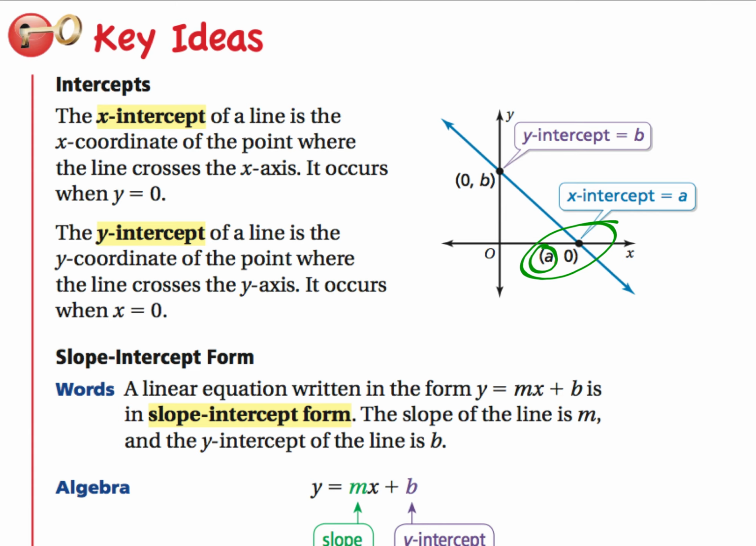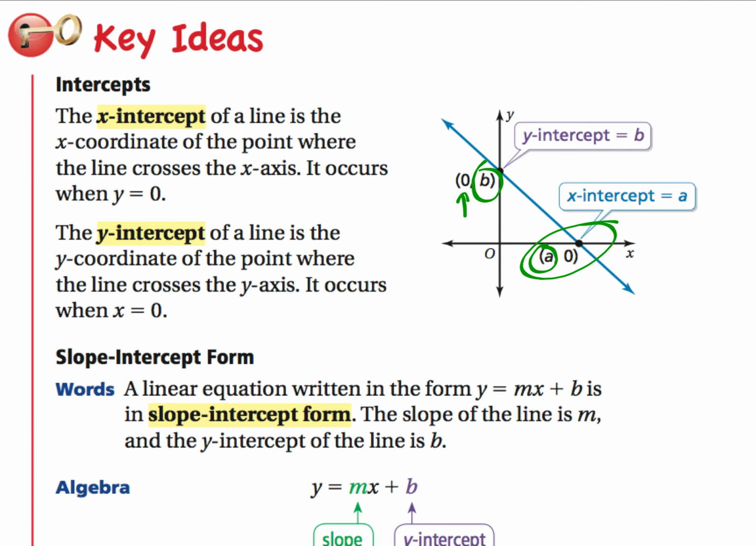The y-intercept of a line is the y-coordinate of the point where the line crosses the y-axis. It occurs when x is 0. So when x is 0, we get our y-intercept. We use the letters a and b for these intercepts. For the x-intercept we use a, and for the y-intercept we use b. It's just kind of a convention.